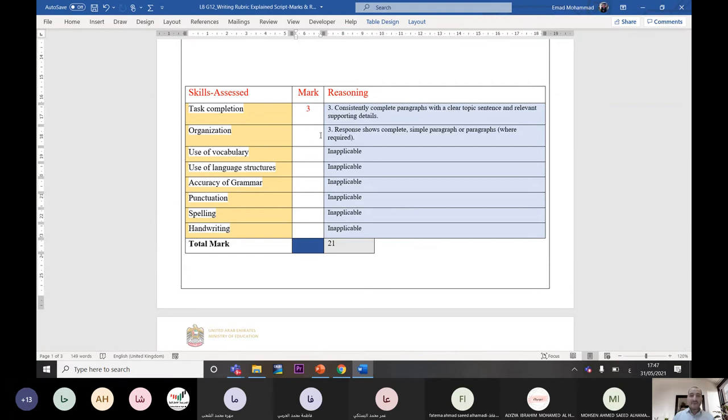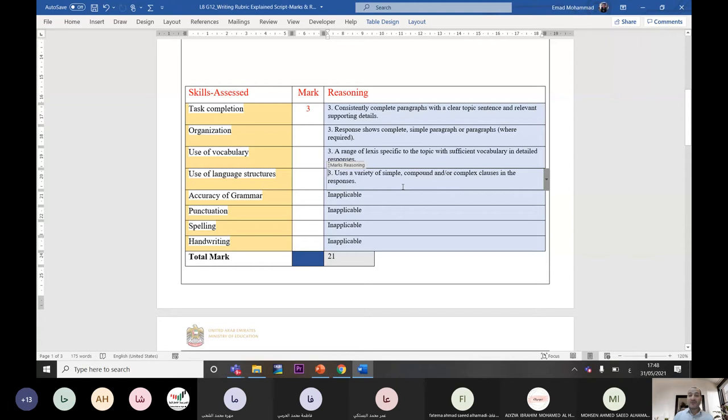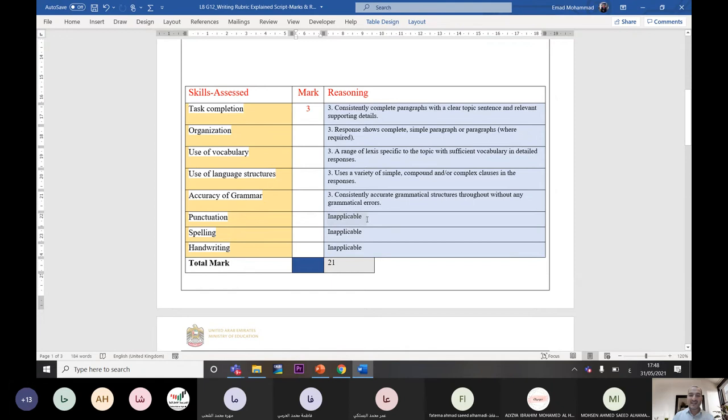What about vocabulary? You will get 3 marks if you use a range of lexis specific to the topic, with sufficient vocabulary and detailed responses. You use academic and relevant vocabulary. What about use of language structure? You will get 3 points if you use a variety of simple, compound, and complex sentences in the response. Don't stick to simple. What about accuracy? You will get 3 points if you use accurate grammatical structures with no errors or minimal errors.